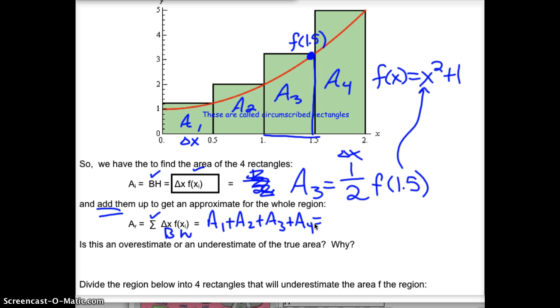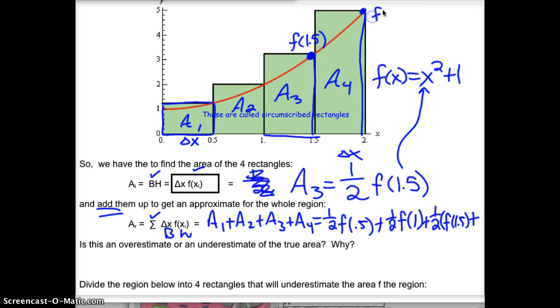For each one of them, they have a base of a half. So for rectangle number 1, I would do 1/2 of f of 0.5, because that's the height right there. Then for the next one, I would do 1/2 of f of 1. And then I do base times the height of the next one, plus the last one right here, that would be f of 2, which would be 2 squared plus 1, which is 5 when I put it in, but we say that's 1/2 of f of 2.